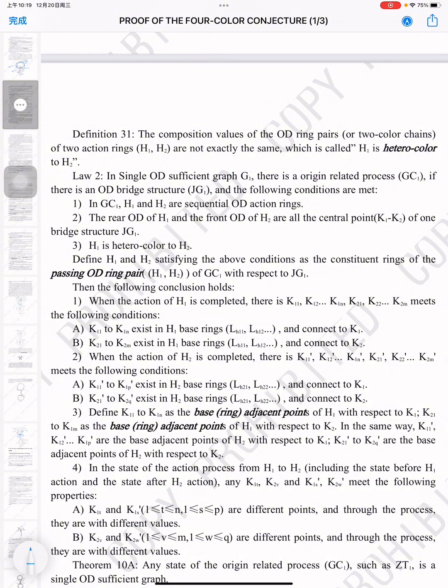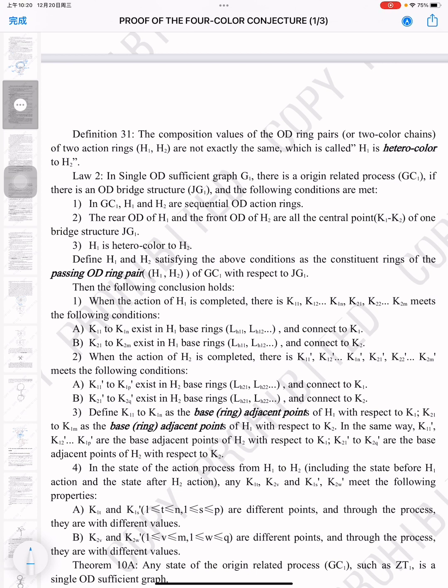K11', K12', and so on to K1n', K21', K22', and so on to K2m' meets the following conditions. A. K11' to K1p' exists in H2 base rings LH21, LH22, and so on, and connect to K1. B. K21' to K2q' exists in H2 base rings LH21, LH22, and connect to K2.